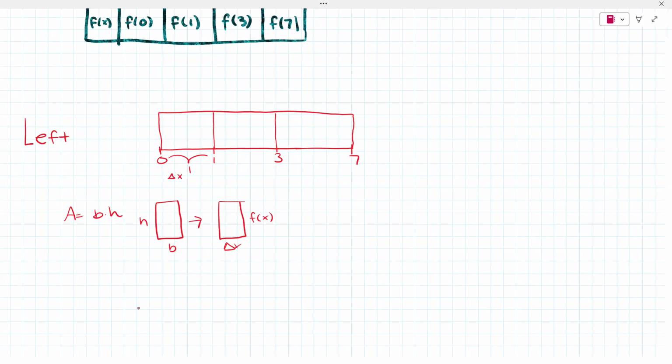And if you go from 1 to 3, your width, or your base, is 2. And then from 3 to 7, your delta x is 4. Okay. Now we have to go from the left. So this is the left side. Here's the left. Here's the left.